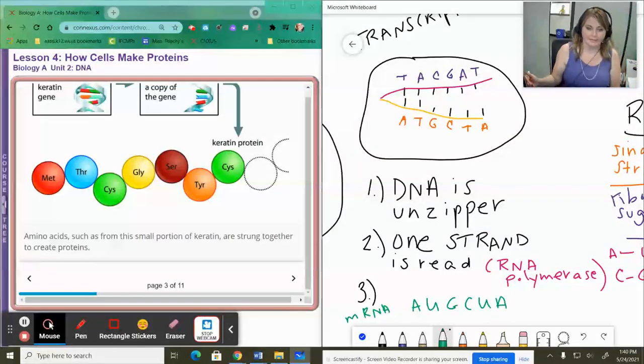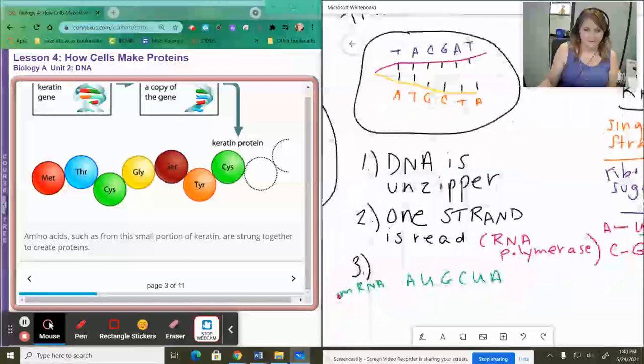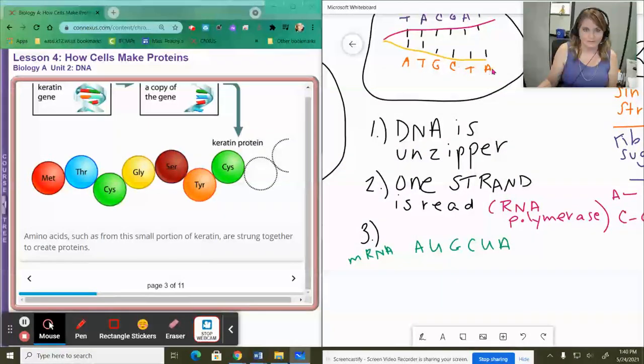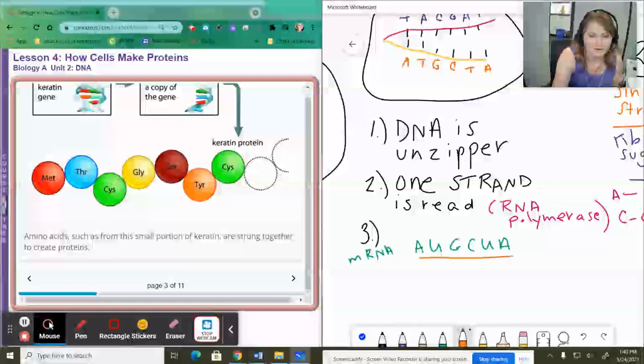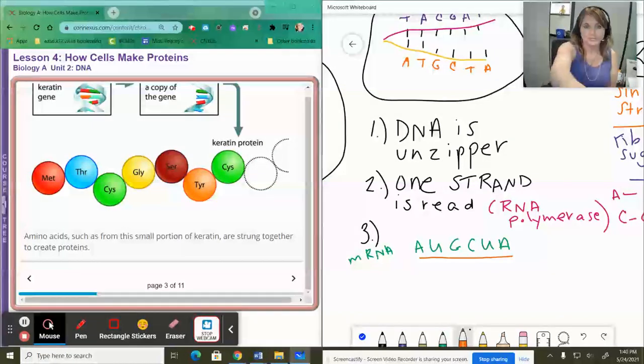It's basically the same thing. It's literally everything except the T's are substituted by U's. So this is our single strand messenger RNA. It doesn't have a double strand. This DNA up here will just come back together. It'll wind back up and it'll be done.